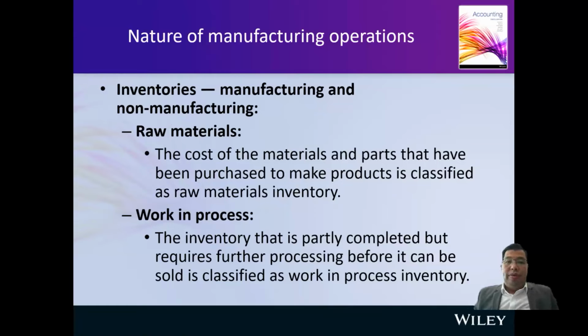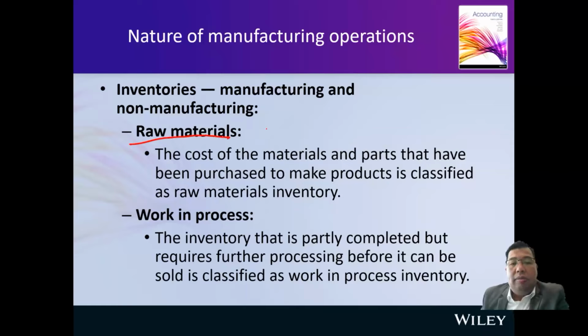Okay, let us continue with inventories, manufacturing and non-manufacturing. First, the most important thing about inventory, the first type, is raw material. The cost of the materials and parts that have been purchased to make a product is classified as raw material inventory. I gave you an example about raw material, so it should be no problem.